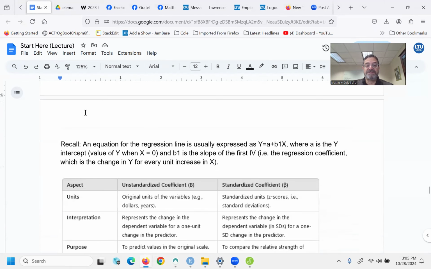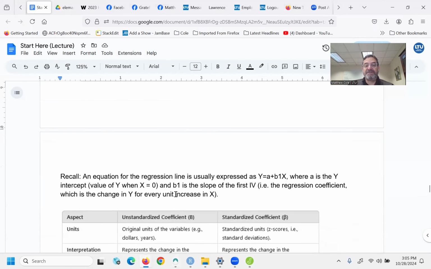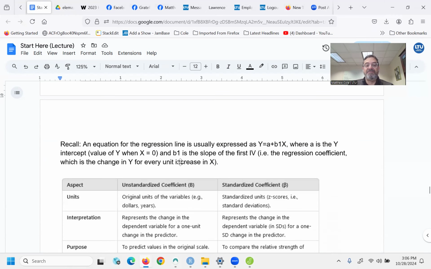The coefficients, we've got this beta, we have this regression equation. A is the y-intercept, the value of y when x is 0. B is the slope of the independent variable. The number refers to the particular number of predictor variables. Next lecture, when we do multiple regression, we'll have B1, we'll have B2. We may have B1 times B2, etc.